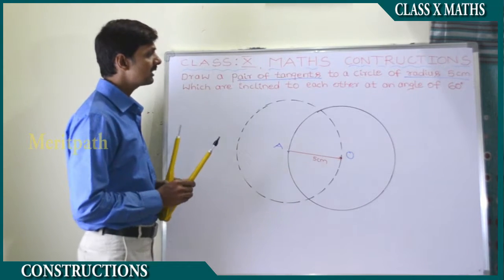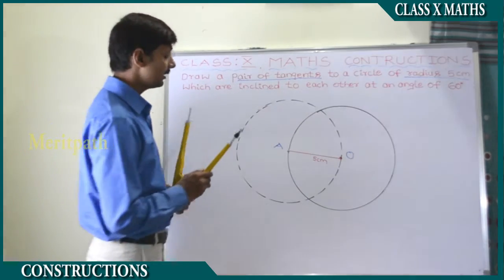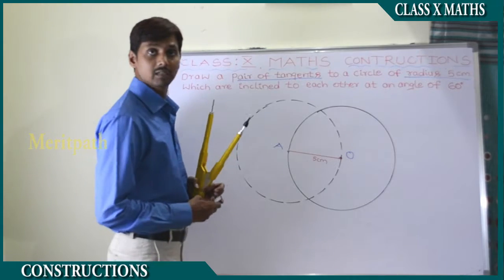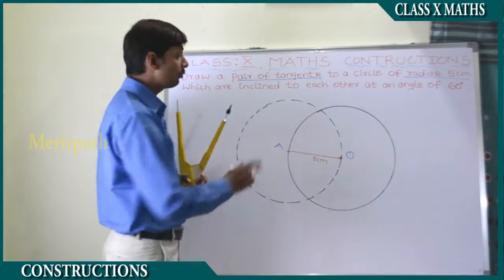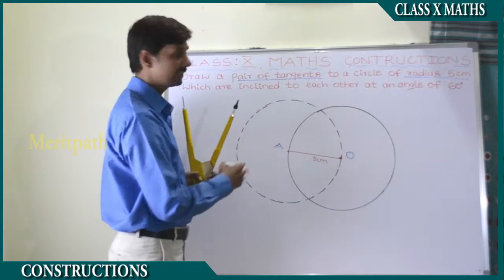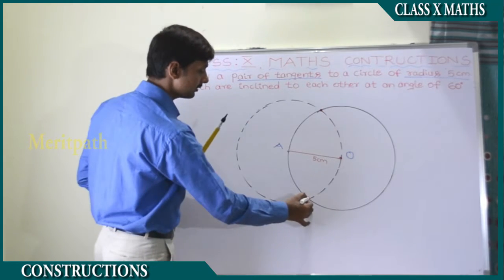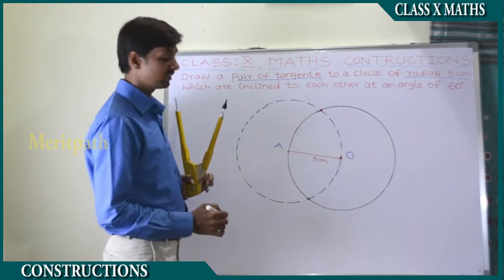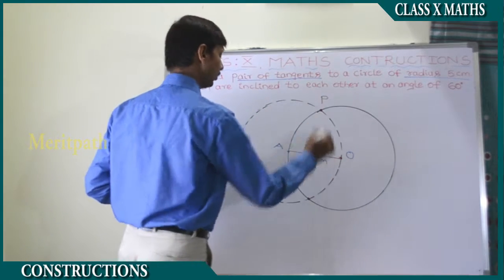Now, let's see. We have drawn another circle with a radius of 5 centimeters. The second circle is intersecting the first one at 2 distinct points. Let's take the points as P and Q.